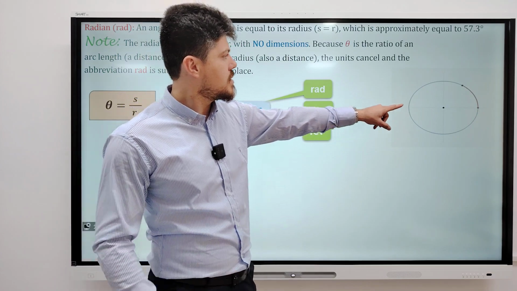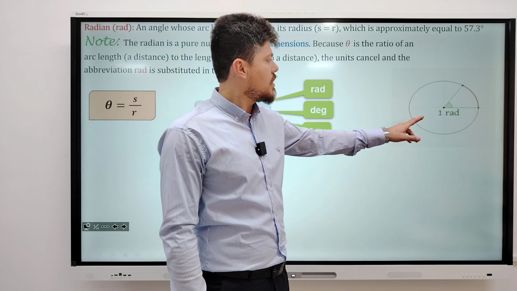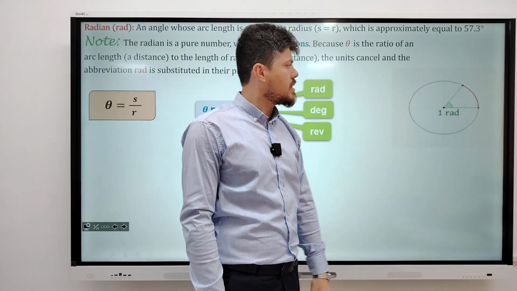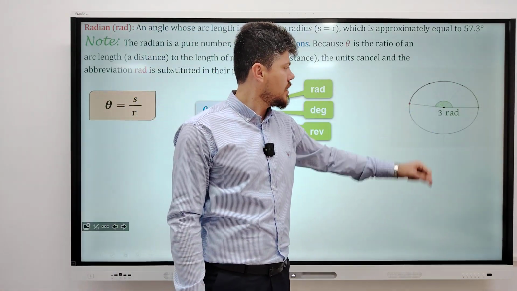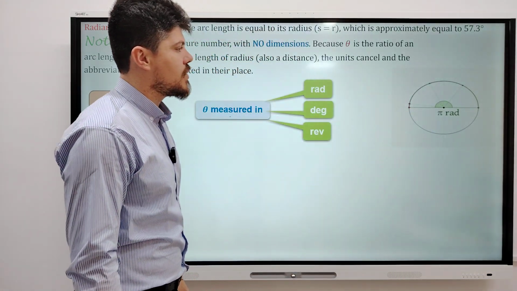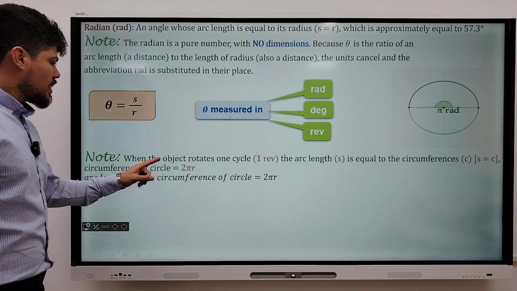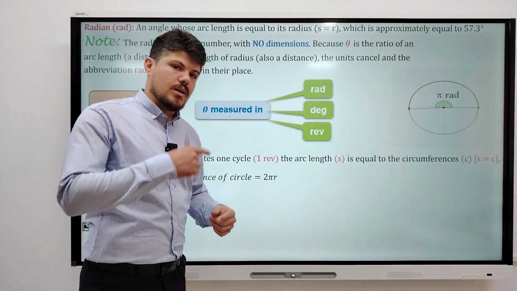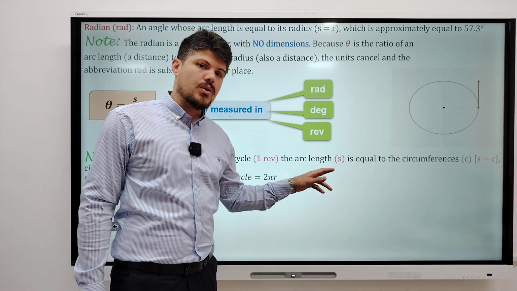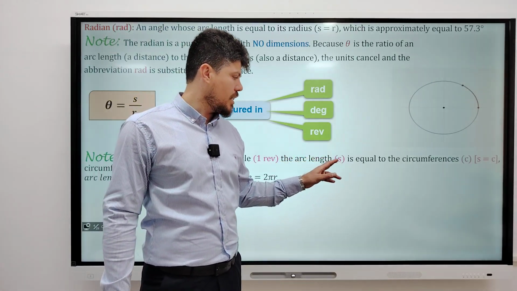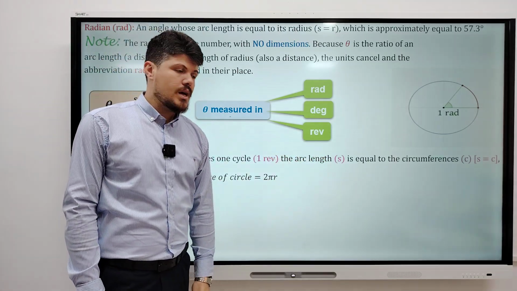Look, this is pi rad, which is equal to approximately 57.3 degrees. Okay, look at this video. You can find it for half cycle, half revolution, and one complete revolution. When the object rotates one cycle, one complete revolution, the arc length, according to basic math, is equal to what? The circumference of the circle.